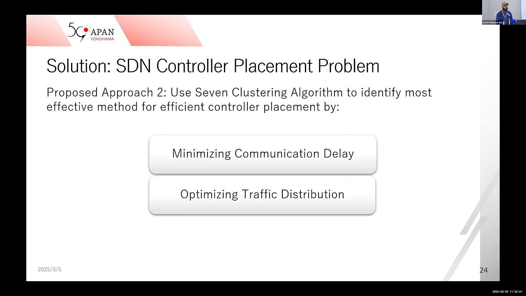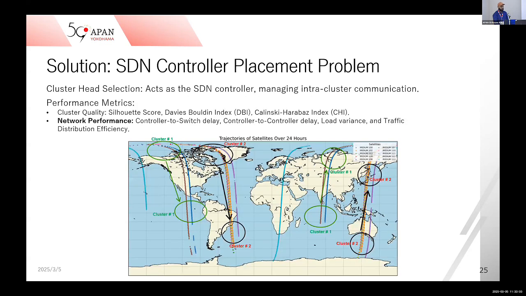For the second approach, we divided into 7 clustering algorithms to identify the effective method for efficient controller placement. That was done by minimizing the communication delay and optimizing the traffic distribution. What clusters can be chosen for the best traffic distribution? So this was our cluster-based solution for problem number 2, which does cluster head selection. These cluster heads act as SDN controllers, managing the intra-cluster communication.